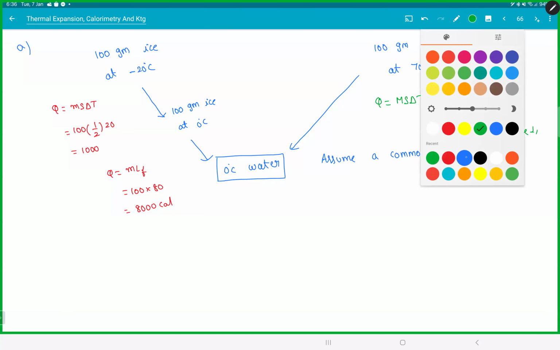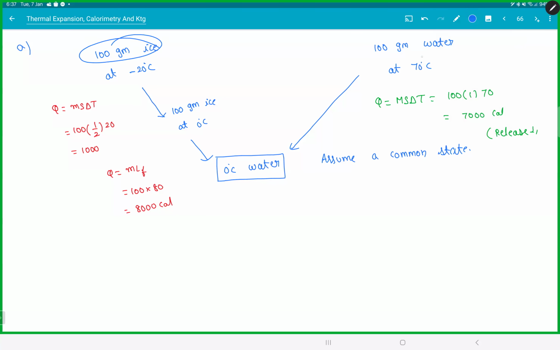Now, look at the final scenario. So, what do you have now? 100 grams, 100 grams became water. So, now the question becomes like this: I have 200 grams of water at 0 degrees. And how much heat do I have? The water released 7000 calories. And this guy absorbed 1000 calories to become 0 degree ice and 8000 to melt. I have a deficit of -2000 calories.